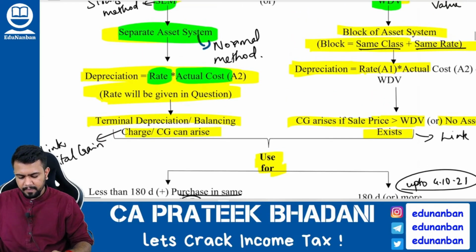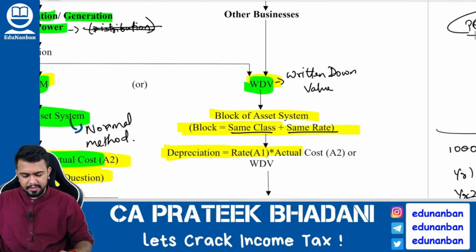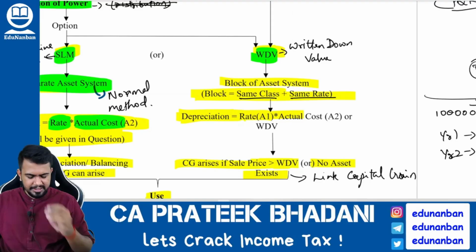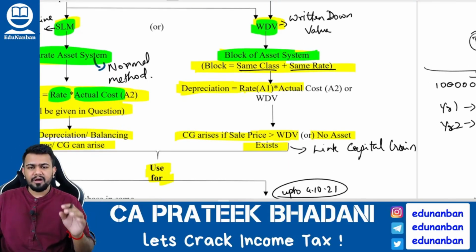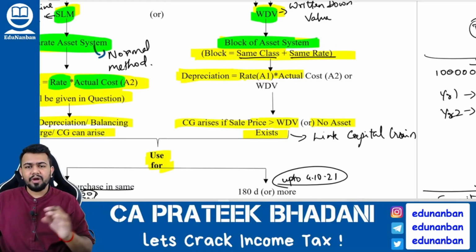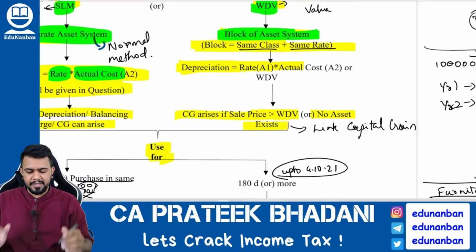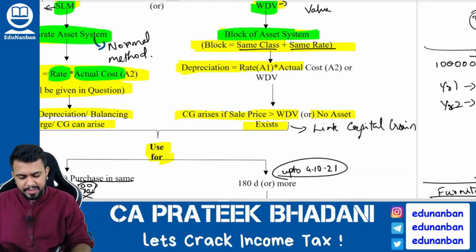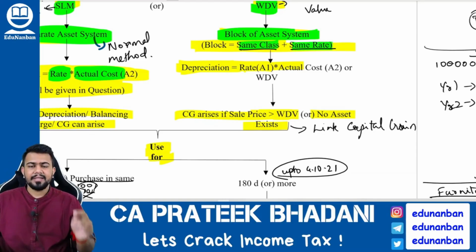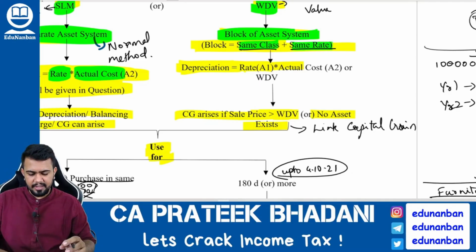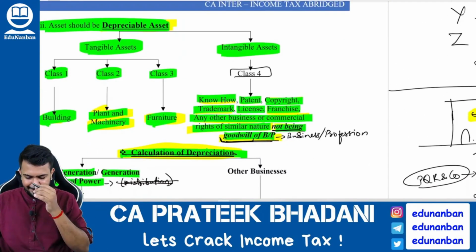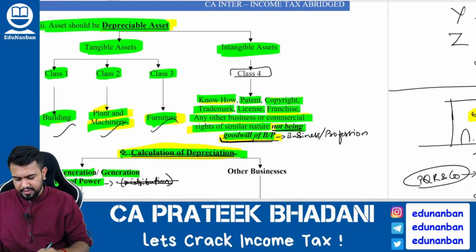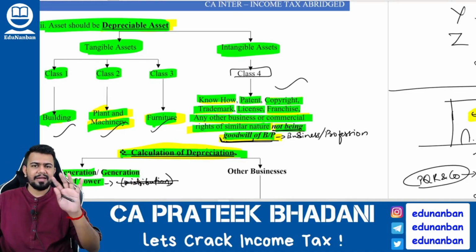Now let's come to WDV method. In WDV method, what system is followed? Answer is block of asset system is followed. What is this block of asset system? Block of asset means all the assets belonging to the same class and same rate. What is class? Class we have already seen. There are 4 classes of asset: building, plant and machinery, furniture and intangible assets.